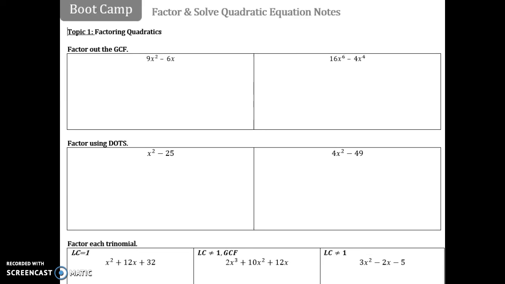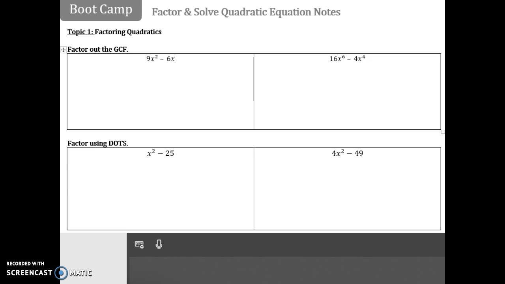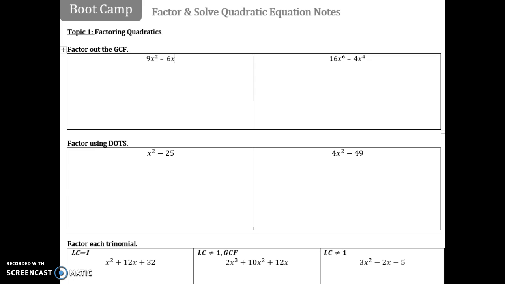Today we're going to factor and solve quadratics. Now, being able to factor, we've spent a lot of time on this, so let's just briefly go through and review the different ways that you can factor.